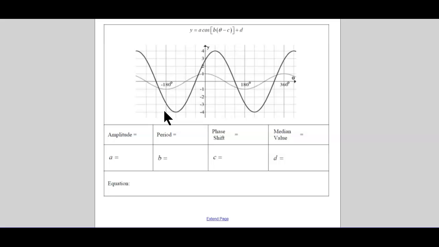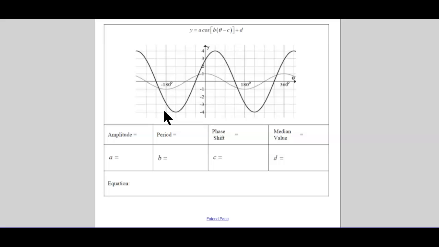Okay, so we've graphed, in this case, y equals cos theta for you. It's the lighter one, maybe dotted on yours. And then we want you to come up with the properties of the solid darker graph, and then come up with the equation. This tells you we want you to use cosine.